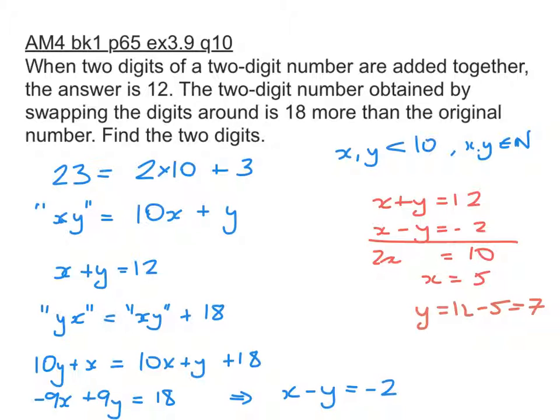So the two digits are 5 and 7. So my xy is going to be 57, and my yx is going to be 75. And if you think about it, does that work? If I add on 18 onto 57, do I get 75? I do. So I've checked the answer. It seems to work fine. So my two digits are 5 and 7.